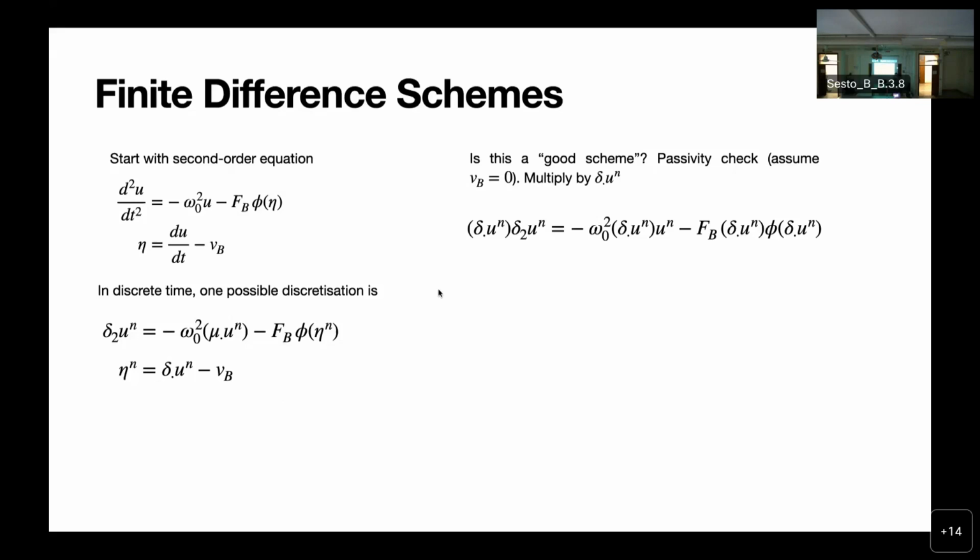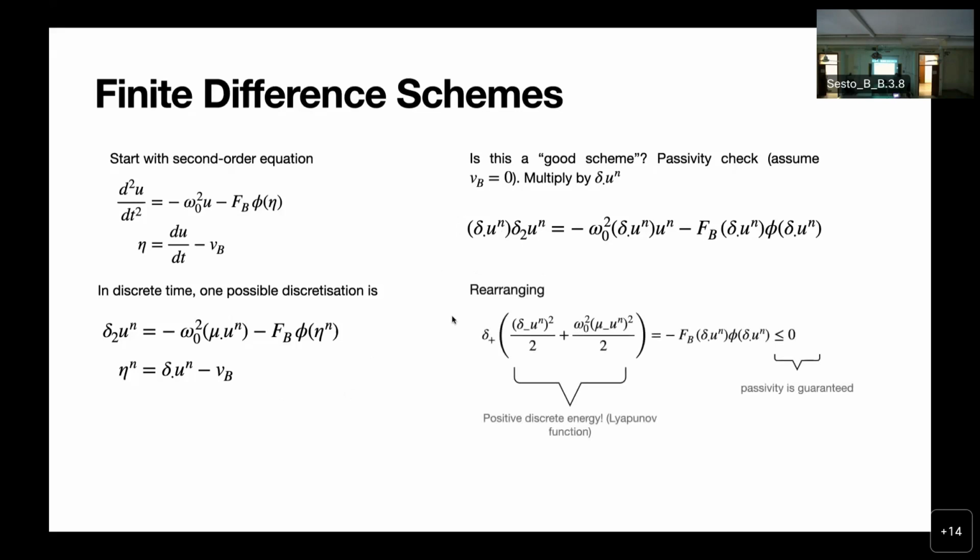So you can multiply the whole equation by the time difference and apply a bunch of identities and realize that there is a discrete energy now that evolves over time. And how does that evolve? It decreases. Okay? So we were able to essentially find a discrete energy property that mimics the energy property that we have in the continuous system. And this is a very good thing because if passivity is guaranteed, that means that this scheme is going to be stable and we're not going to run into problems when we simulate the system.